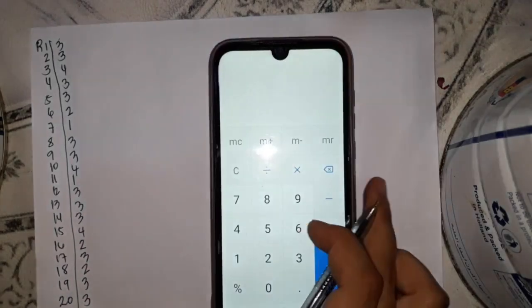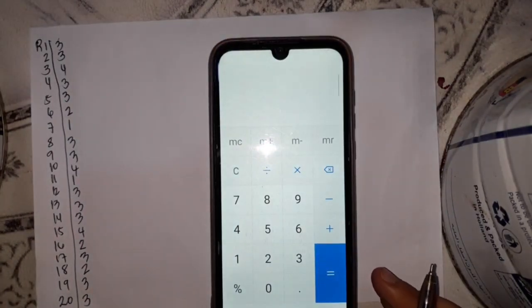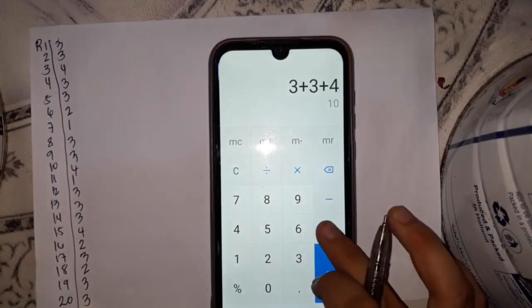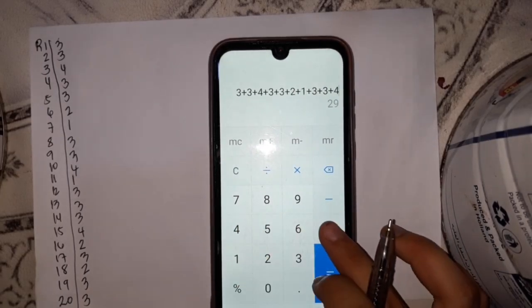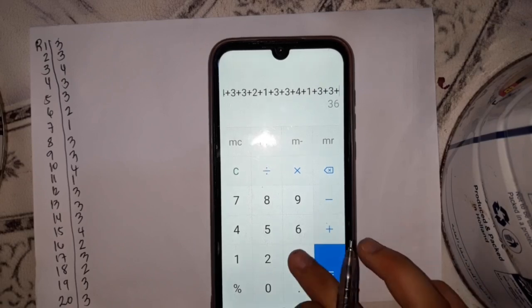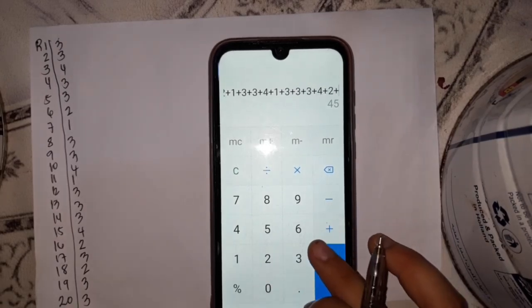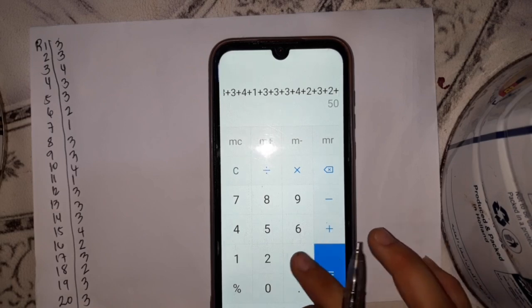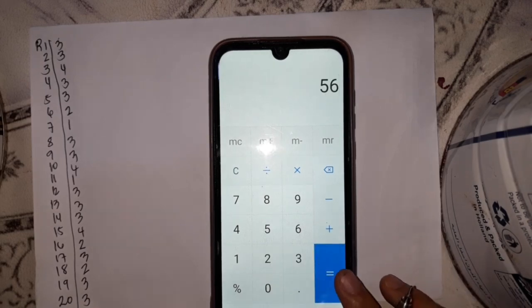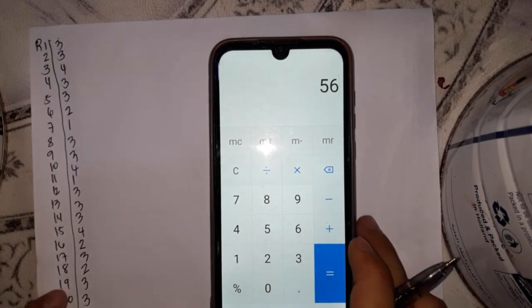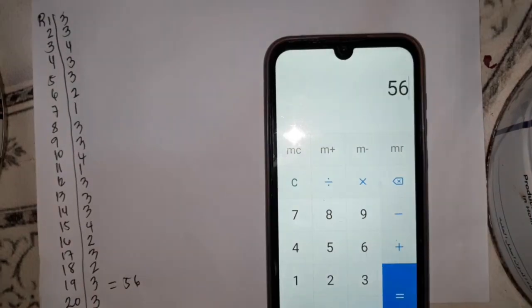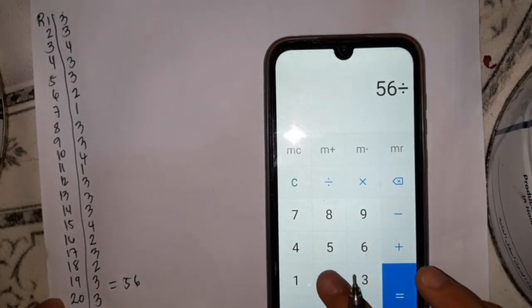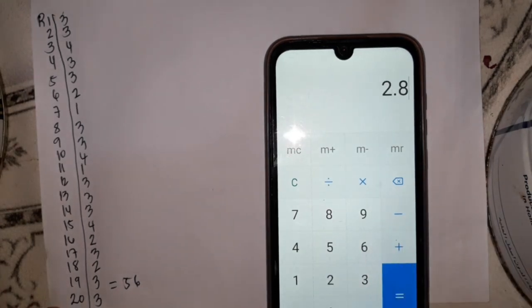Now we have to total all responses to identify its value. Now we have the total of 56. Now for us to get the mean, we have to divide the total responses by the total respondents. 56 divided by 20, so we get 2.8.